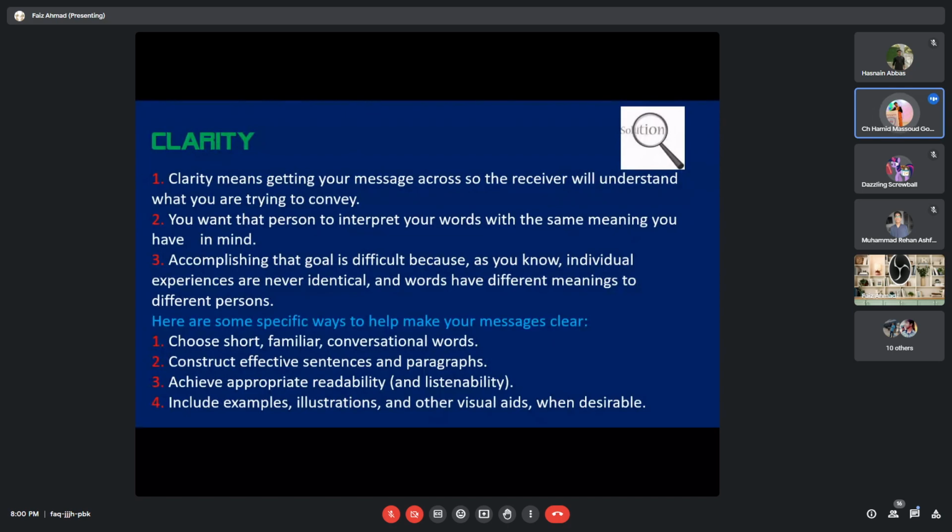When you are communicating with a person, your message should be so clear that when receiver decodes that message, he must understand it at once. You want that person to interpret your words with the same meaning you have in mind. Accomplishing that goal is difficult because, as you know, individual experiences are never identical and words have different meaning to different persons. So it may be difficult because individuals have their own feelings, as we were talking yesterday.